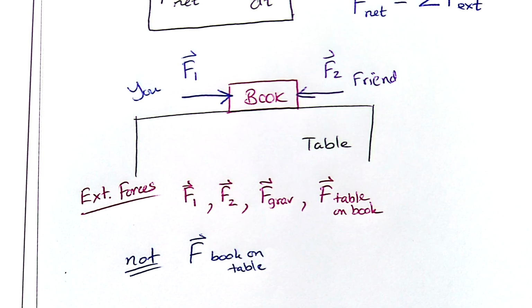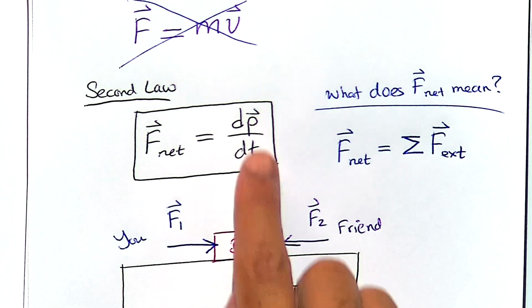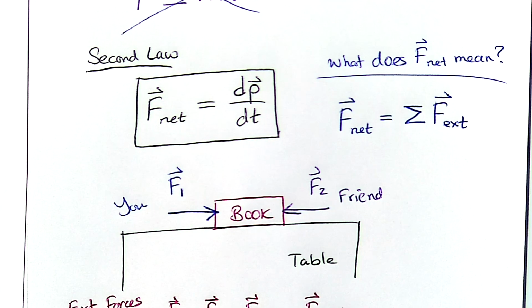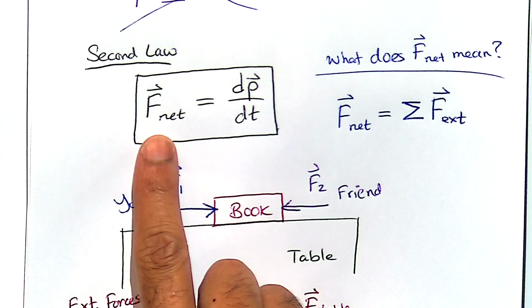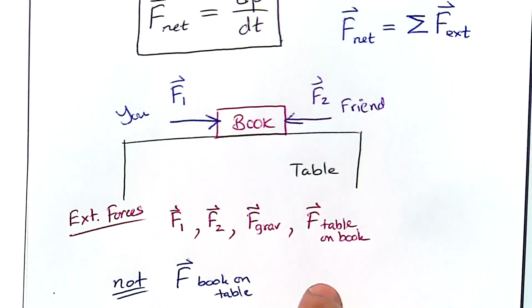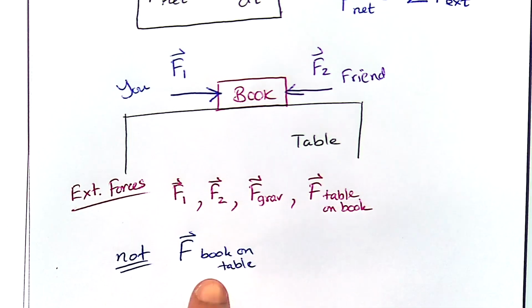Okay, there is that force. The book is pushing on the table, right? If you don't believe it, put your hand under the book. You can feel that the book is actually pushing. So that force is not considered in F equals the change in momentum over time. When we talk about F here, the net force, we mean all of these and not this.